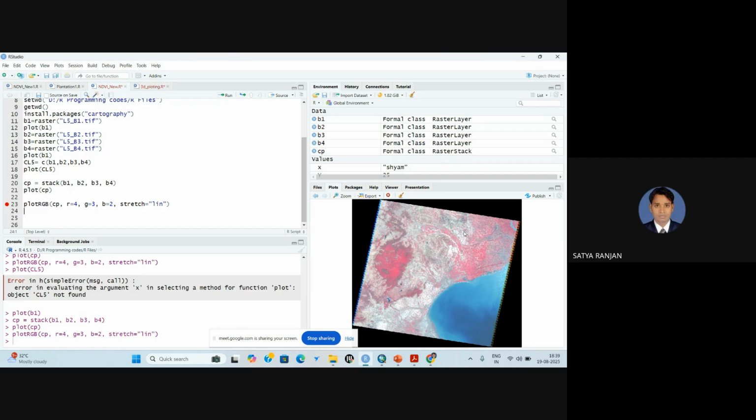It is the image of Odisha near the Similipal Biosphere Reserve, on the border of Odisha and West Bengal. This is one tile of the satellite image. There are four bands in this, and these are all integrated.